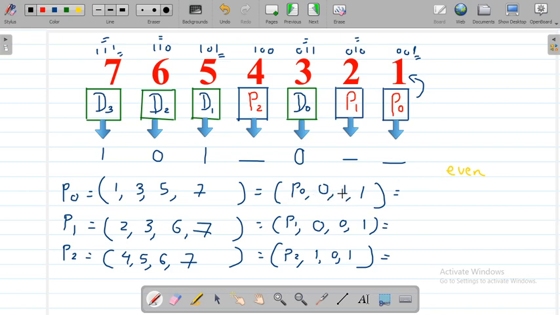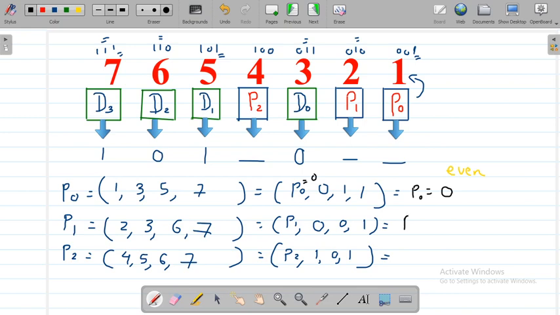So 0, 1, 1: here an even number of ones is already there. See, 2 ones are there, so it is already even. So my parity bit P0, I will make it 0 so that 0, 0, 1, 1 remains even.